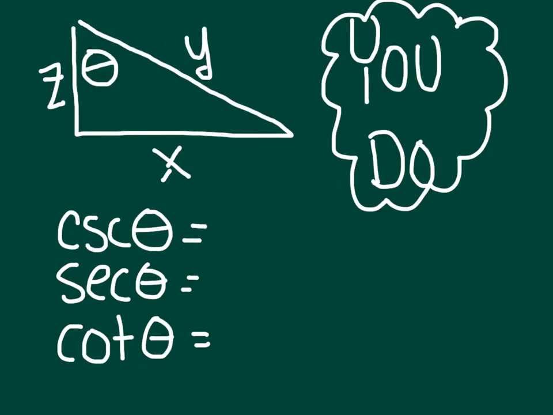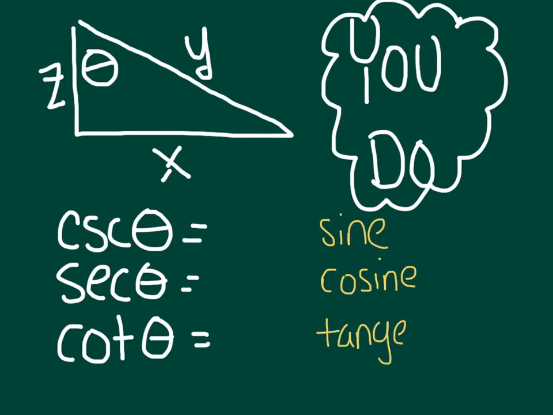So here are 3 for you to do for homework. Notice the triangle doesn't actually have any numbers, just x, y, and z. So your answers will have x, y, and z in them. Theta, notice, is up here, top left. Please remember that the secant is the reciprocal of cosine, the cosecant is the reciprocal of sine, and the cotangent is the reciprocal of tangent. Good luck.